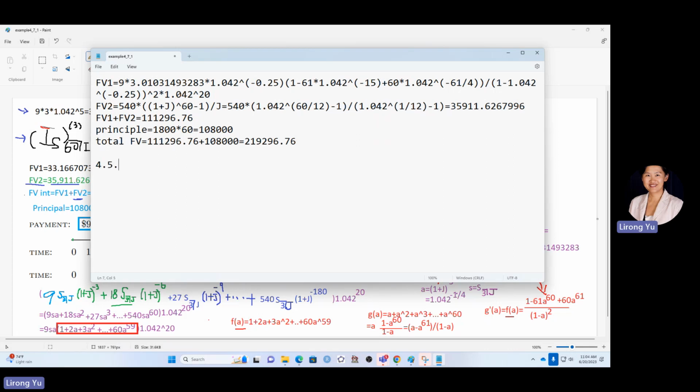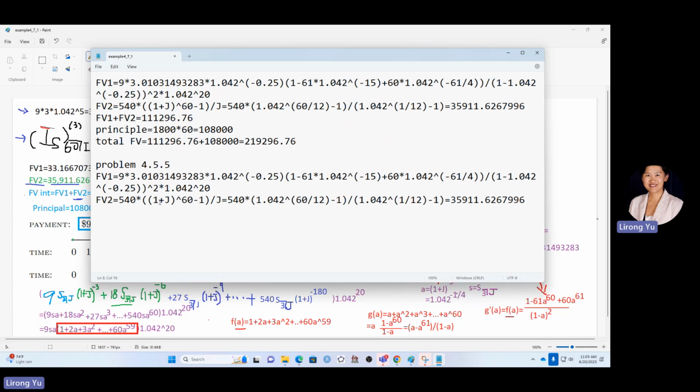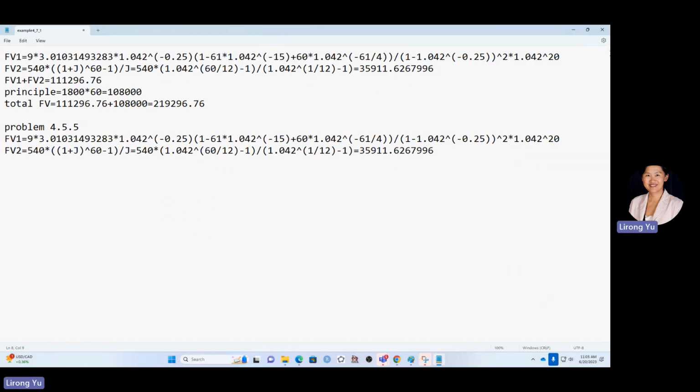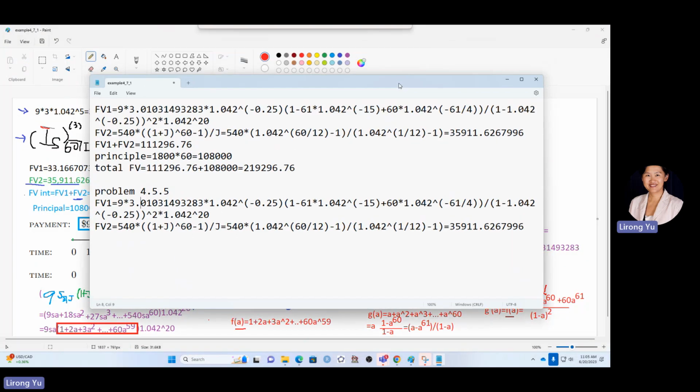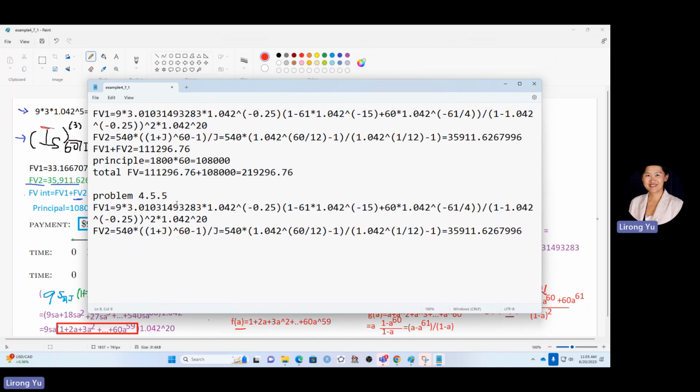for problem 4.5.5, what we're going to do is match the calculation and just twist some of the numbers to match this new question. Since we already had it here, you can see this doesn't have to change, or does it? Yeah, that was based on the 4.2%, so I do have to change it.